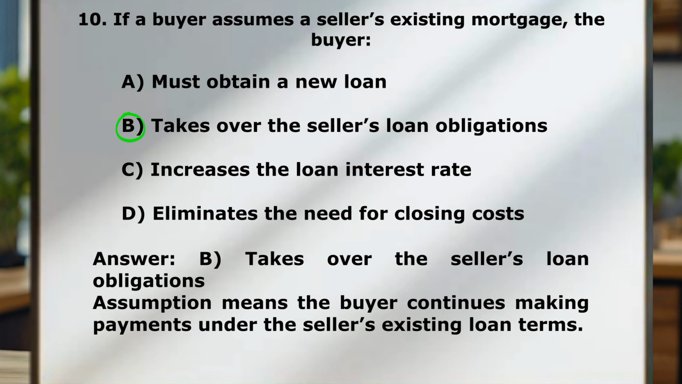So loan assumption is essentially someone taking over an existing mortgage, and they get to continue making those mortgage payments and replacing the seller for who's responsible for that mortgage. Now, there will still be closing costs, and that buyer does need to still qualify for that mortgage.